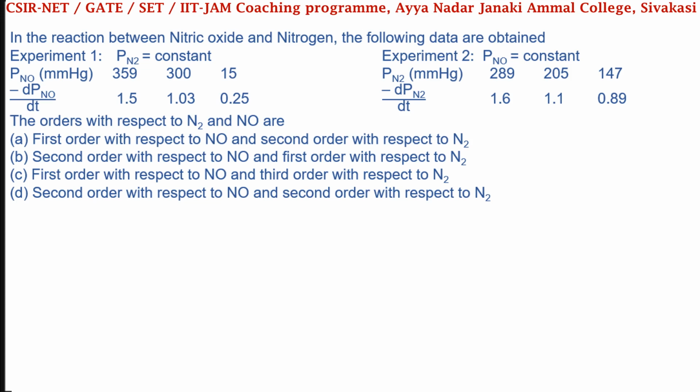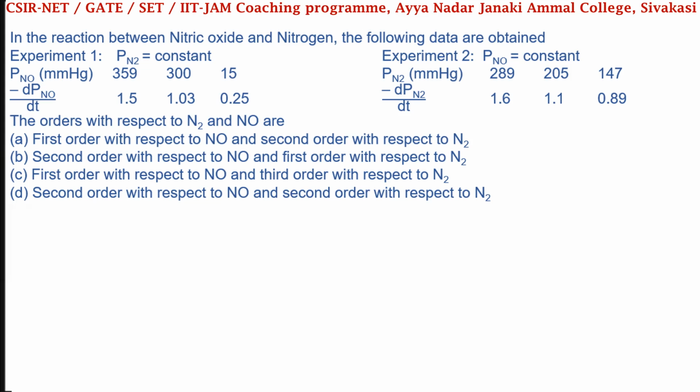And the data obtained are the pressure of nitric oxide, here it is given in millimeter of mercury. And what is the rate? The pressure of nitric oxide is 359 millimeter of mercury at time zero.